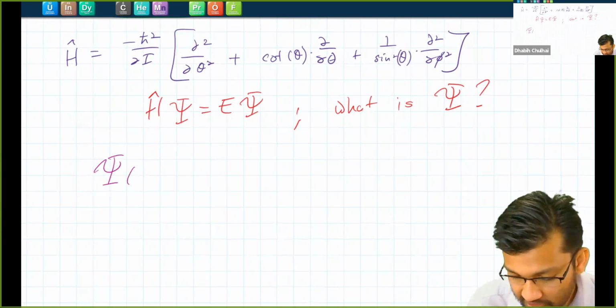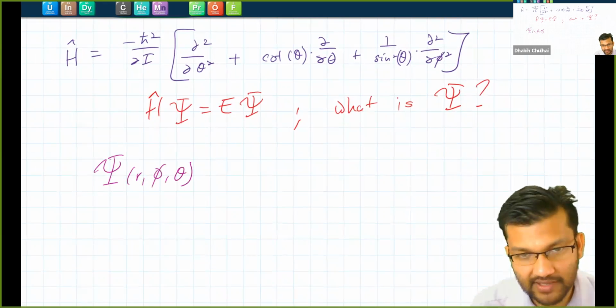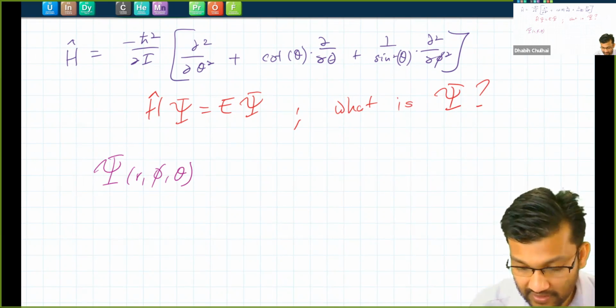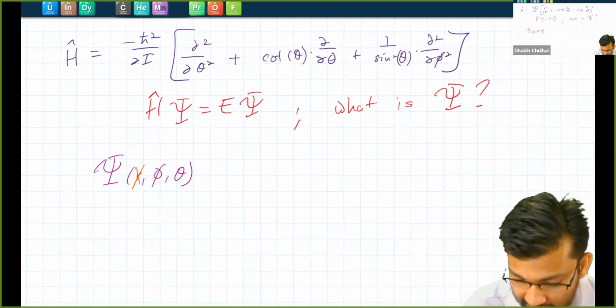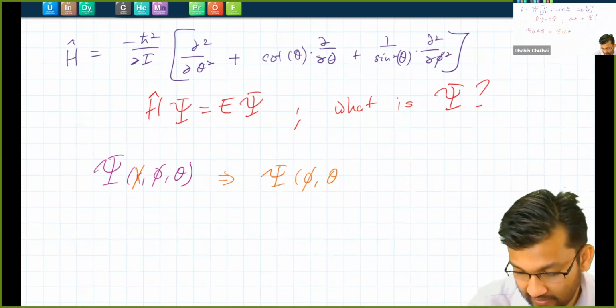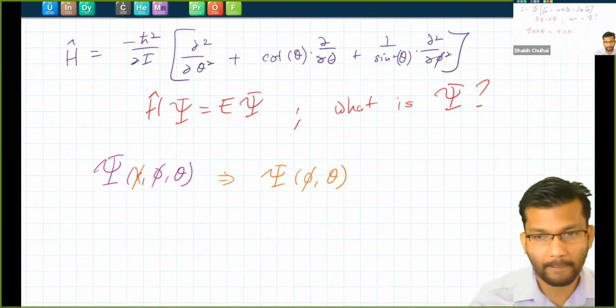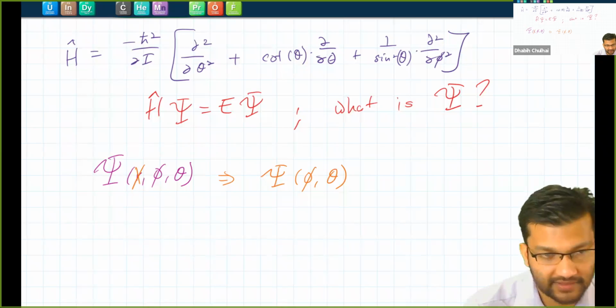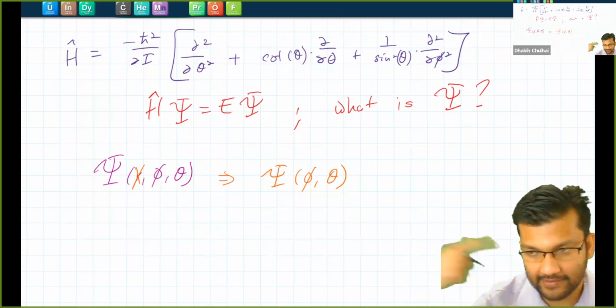The wave function will have r, phi, and theta, right? Instead of x, y, z, it's r, phi, and theta because it's spherical coordinates. But we said that r is fixed, so basically the wave function should just be in terms of phi and theta, right? So r is fixed. R doesn't change. The radius of the sphere doesn't change.